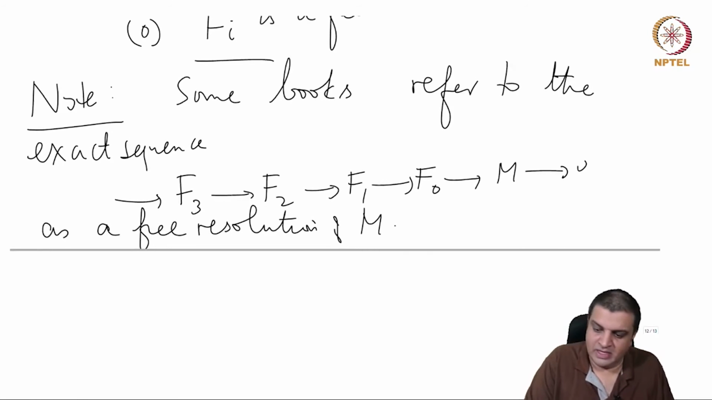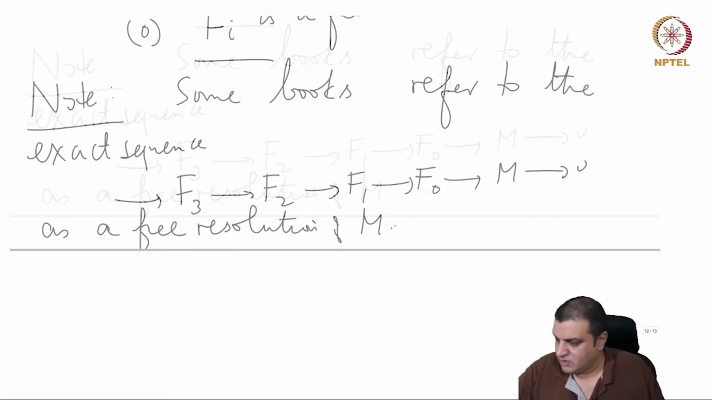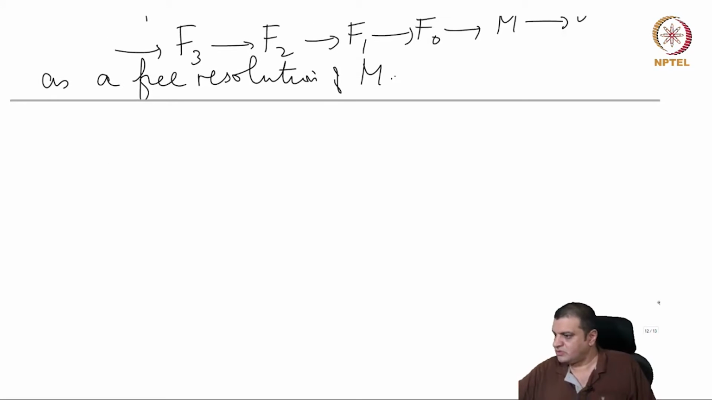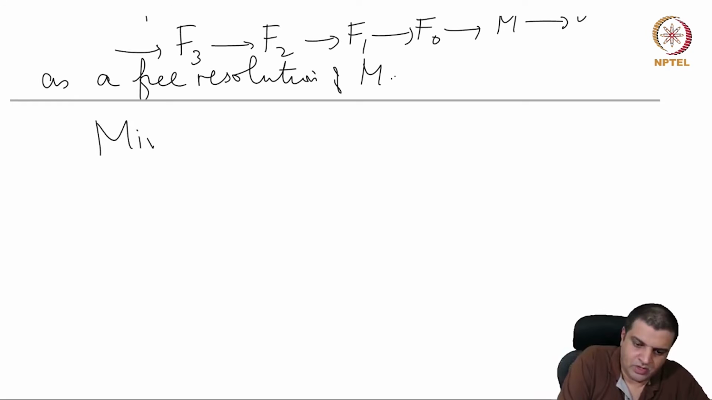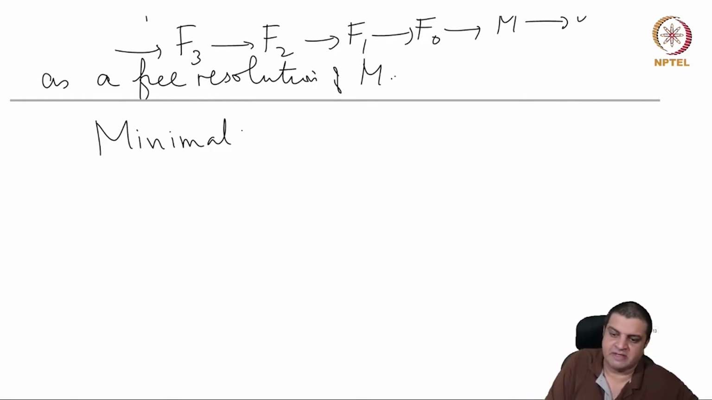Some books, if you read, might write this differently. But it will be clear from the context whether the book is using this convention or the other convention. So now we want to define what is called a minimal free resolution. So far, whatever I have said just works for any Noetherian ring and finitely generated module. In fact, we have even used finitely generated anyway. So this is in some large generality.